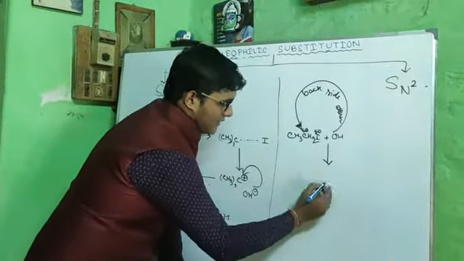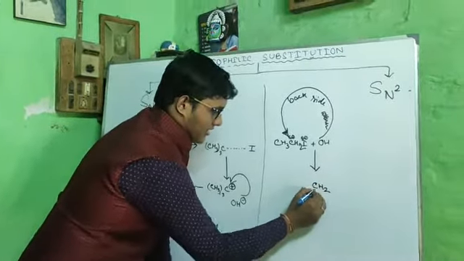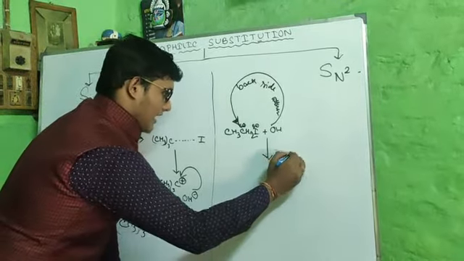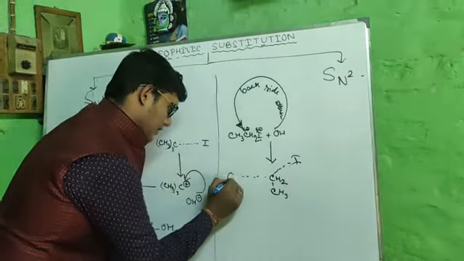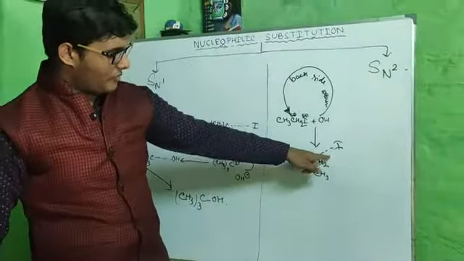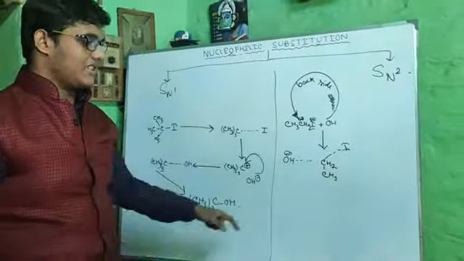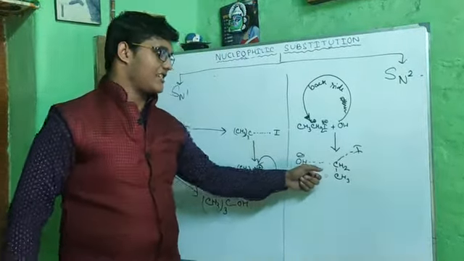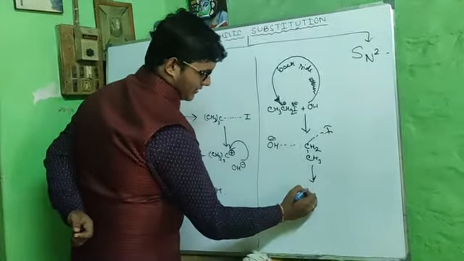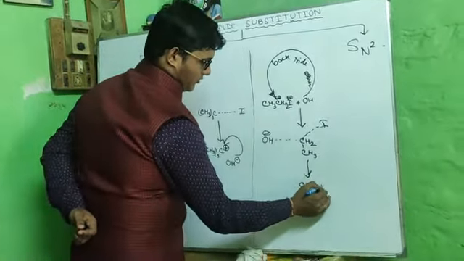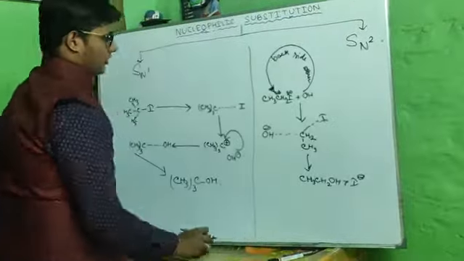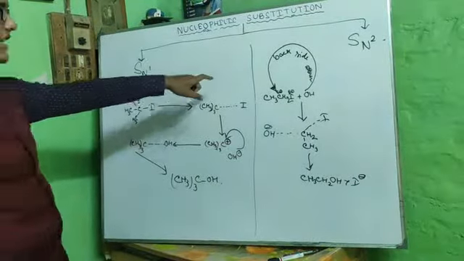For this CH3 CH2, I'm writing down CH3. Here the I is and here the OH is. In this step, we can see that simultaneously bond breaking and bond formation is taking place. This is an interesting feature of the SN2 reaction mechanism. And finally, we get CH3 CH2 OH plus I minus. So it was all about the mechanism of the SN1 and SN2.